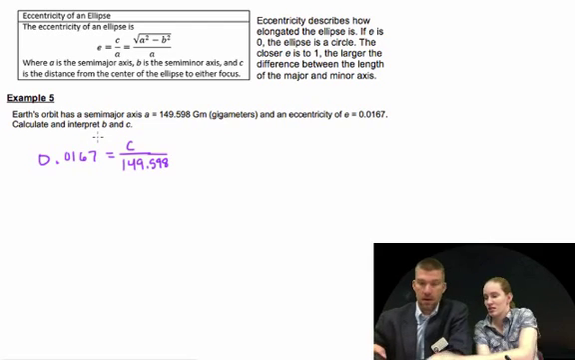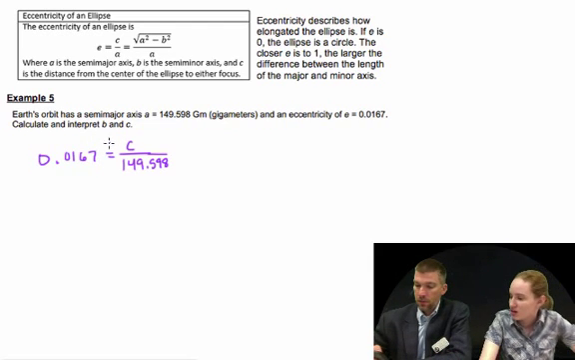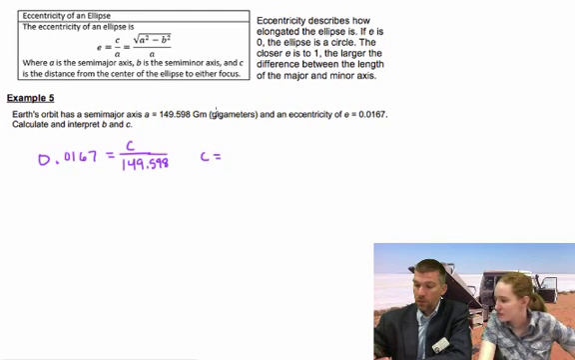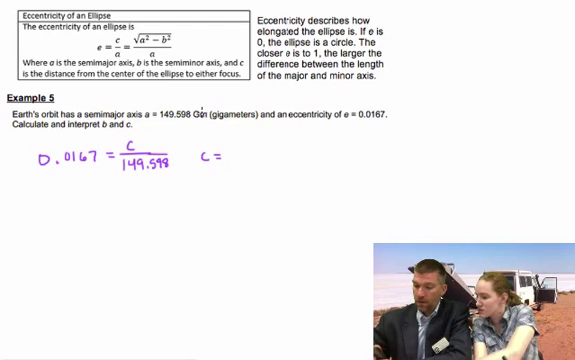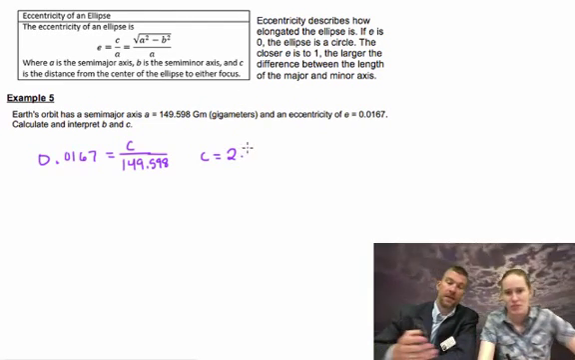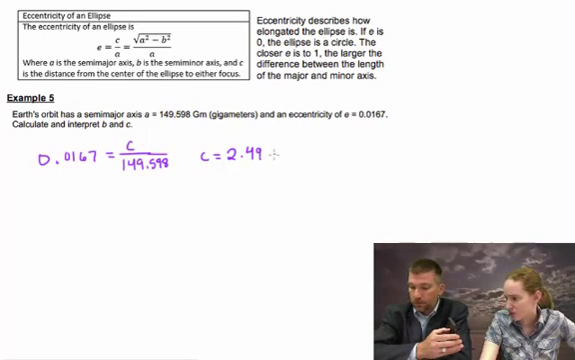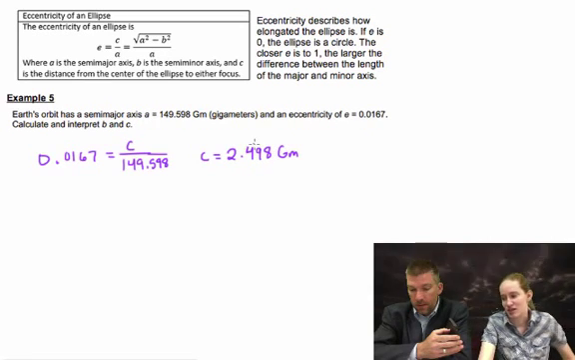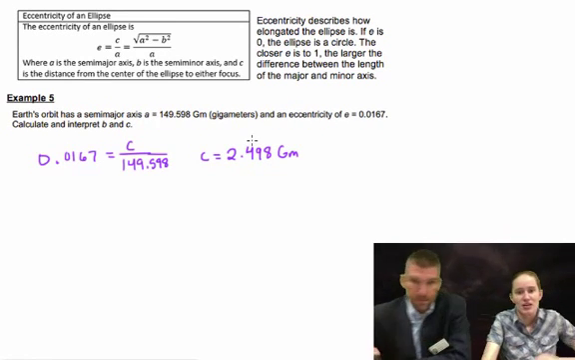I got a calculator right here. So we'd multiply those together to get C. Times 149. I got that number right there. 2.498 gigameters. Thank you. Right. So that's C.